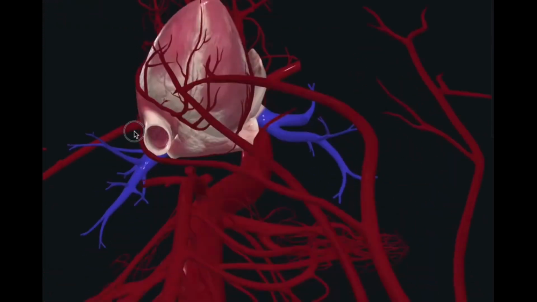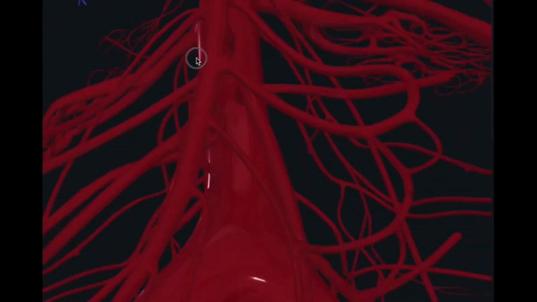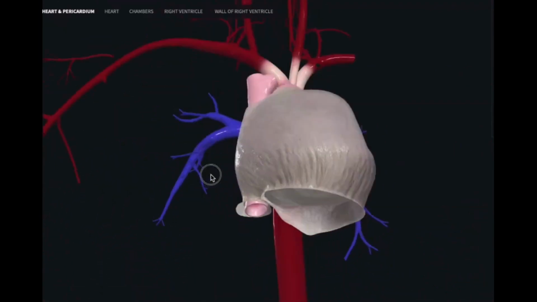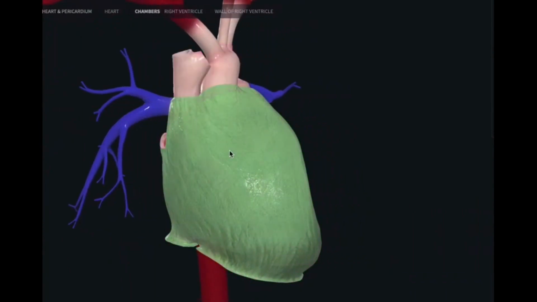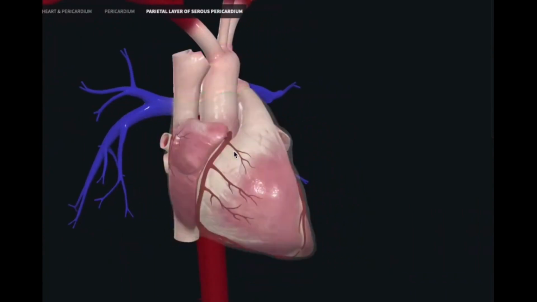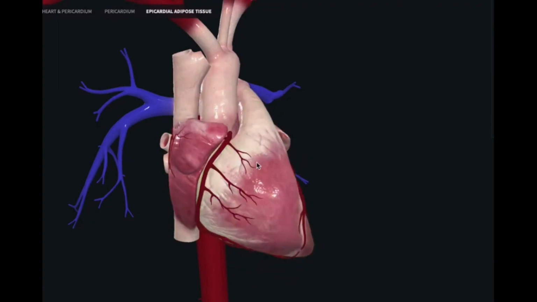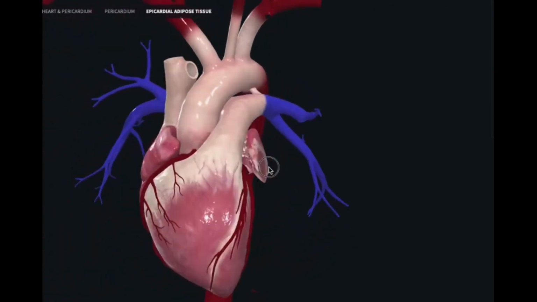Now let's simply go back to the different aspects and different parts of the heart. Bring the heart back. So we have the pericardium, remove it layer by layer, and we remove the epicardial tissue. So what do you see? Again, right coronary artery. Now where is the left coronary artery? So the left coronary artery is hiding somewhere behind here.